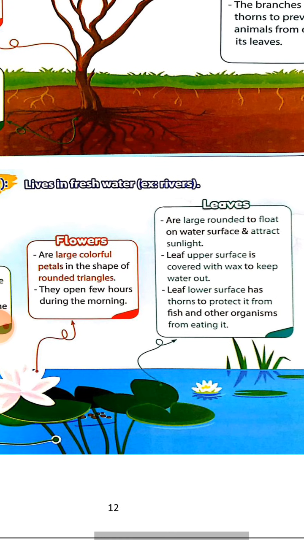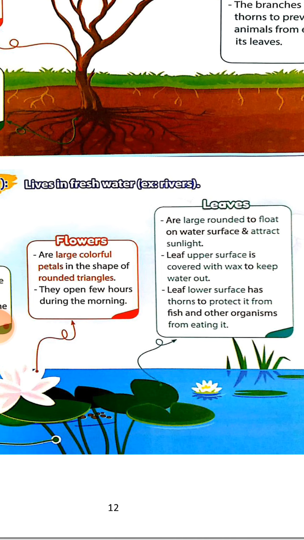Okay. The last thing we will talk about is leaves. Leaves are large, rounded. Why? To float on the water surface. Why? Also to attract sunlight. Leaf upper surface is covered with a wax layer. Why? To keep the water out.